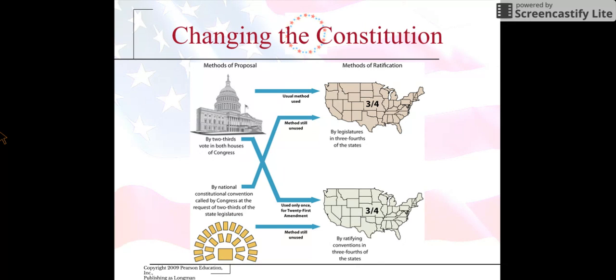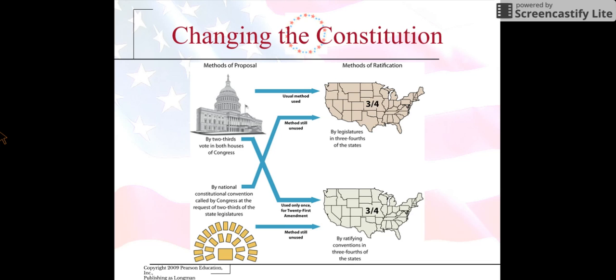Congress does this, and there are two ways to do it. We've only used one of them, and that is a 2/3 vote in both houses of Congress proposes an amendment. So 2/3 of both houses of Congress vote to propose an amendment, then an amendment is proposed. The other way is a national constitutional convention called by Congress at the request of 2/3 of the state legislatures. So 2/3 of the state legislatures ask Congress to have a national constitutional convention.